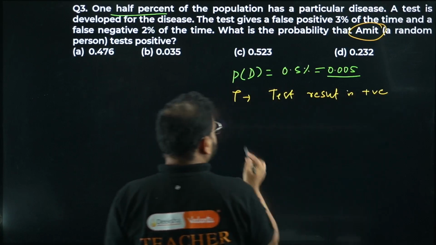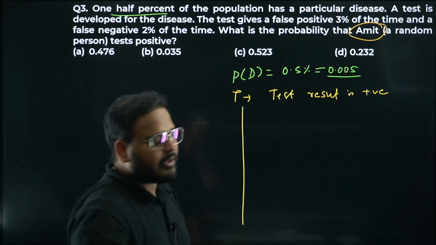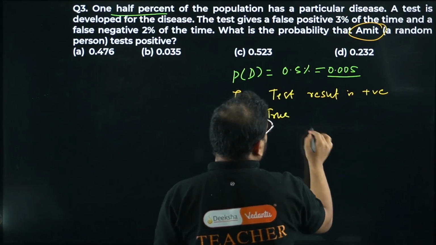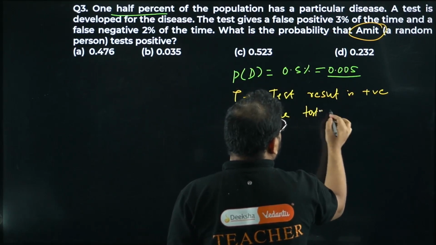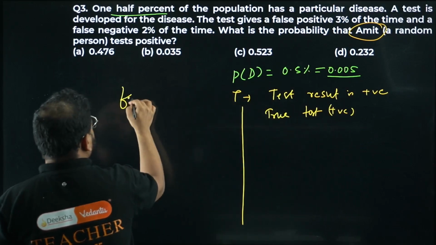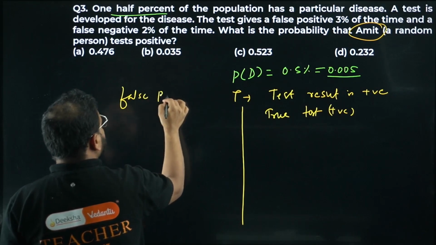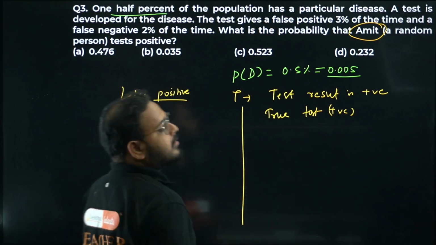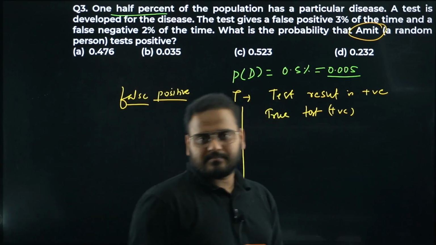Now there can be two cases for this. One is true test positive, and one is false positive. So we'll find both these probabilities and add them at the end. That's what we're going to do.